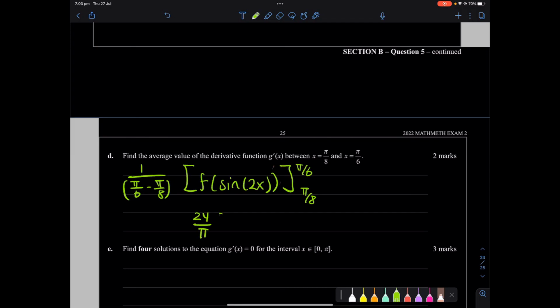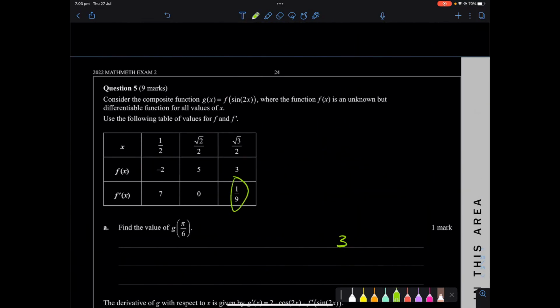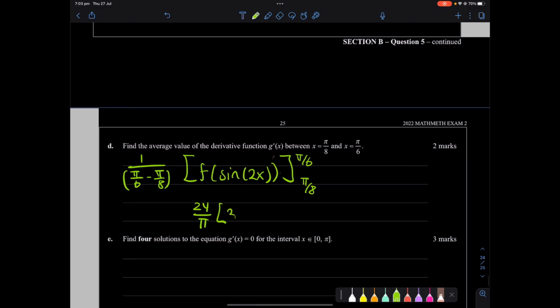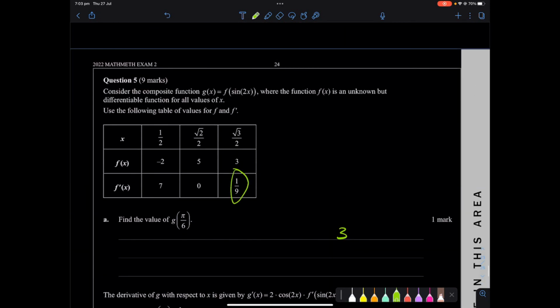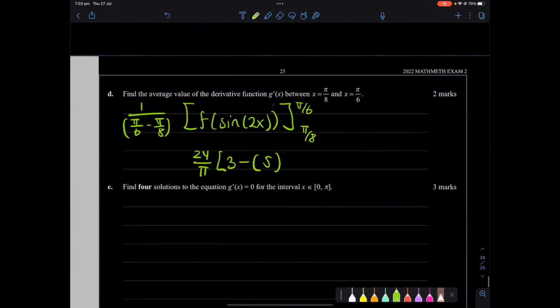Okay, so 24 pi. If we sub in pi on 6 first, sine of pi on 3 is root 3 over 2. So f of root 3 on 2 is 3. So we can say 3 minus, 2 times pi over 8, which is pi over 4, sine of pi over 4, which is 1 over root 2. So 1 over root 2 will be 5. Maybe that's right.